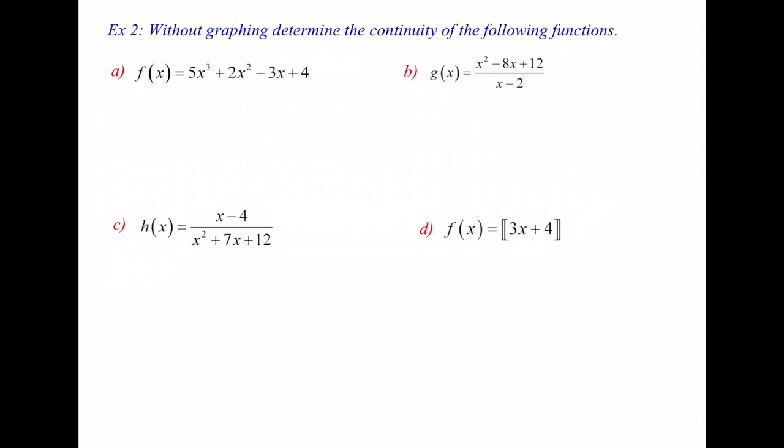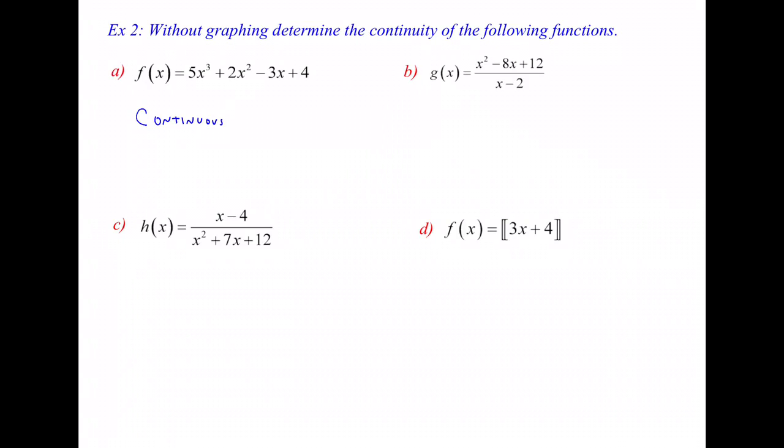Now when you look at this, this is a polynomial function. So it is continuous. It's a nice smooth curve, so we know it's continuous because it is a polynomial function. There's no breaks in the graph. There's no restrictions on what x can equal. So on 2a, it is a continuous function.